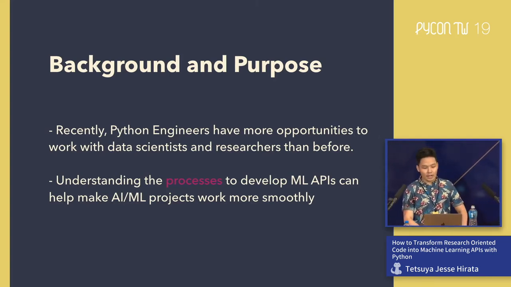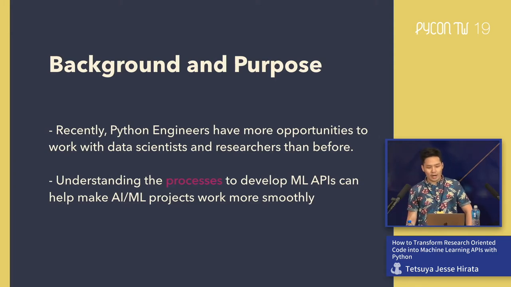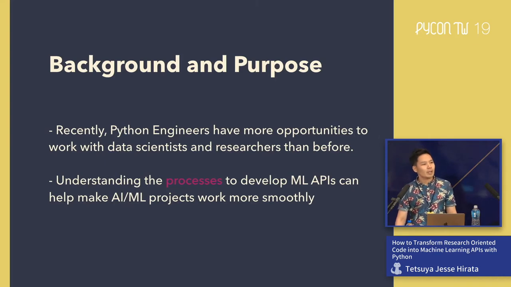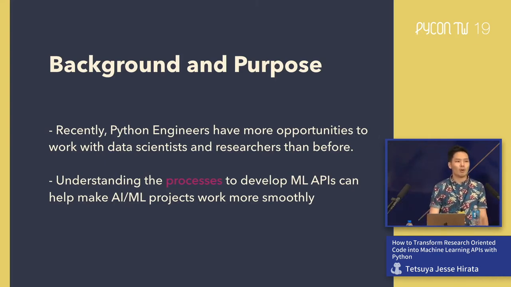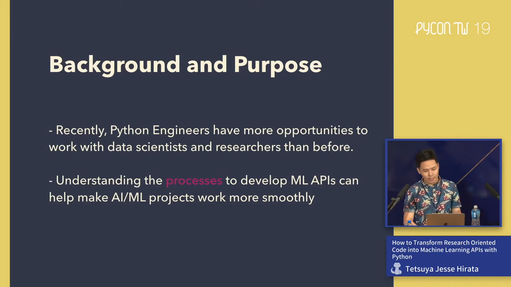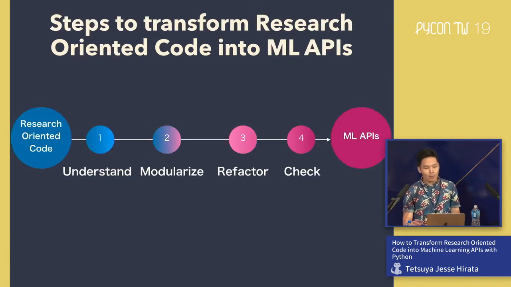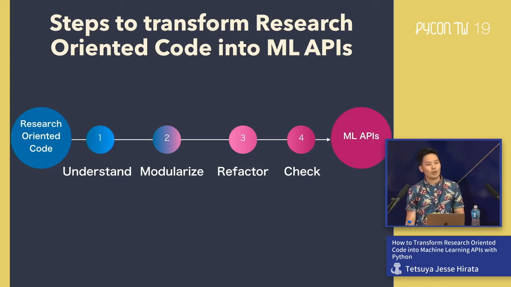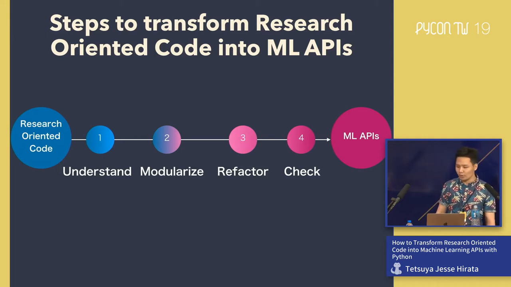So the target audience might be engineers who are working with data scientists or researchers or involved with AI/ML projects. This topic seems to be broad and big, so in this talk, I'm going to focus on the processes to develop ML APIs. There are four steps to transform research-oriented code into ML APIs: understand research-oriented code, modularize it, refactor it, and write code to check if the code works correctly.